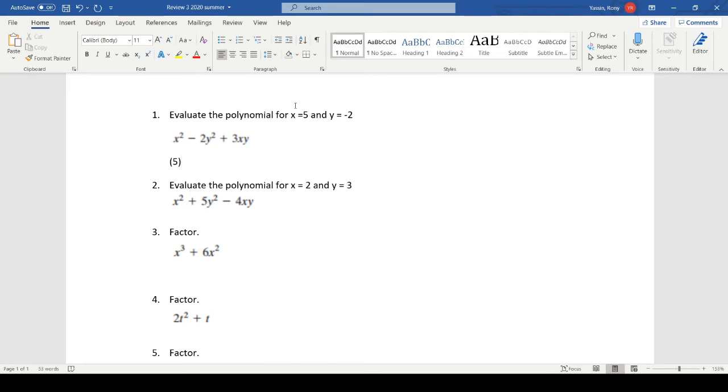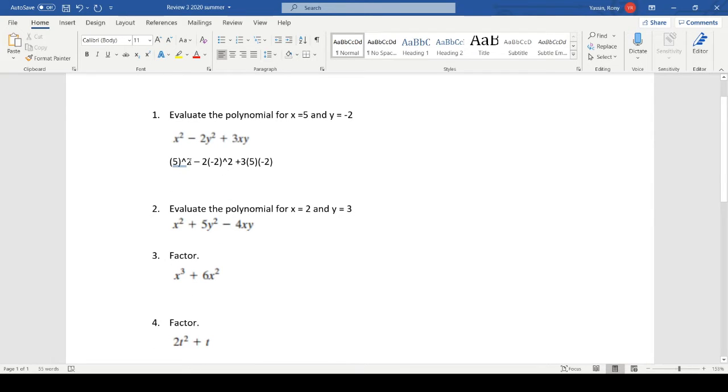And then wherever y is, we're going to put minus 2. So I like to use parentheses when I do this. That way I can keep track of which operation is needed to be done first. Okay, so 3 times 5 times y, which is minus 2. Okay, so all I've done here is substitute in the values. So now we just need to complete this and then just go through each one.